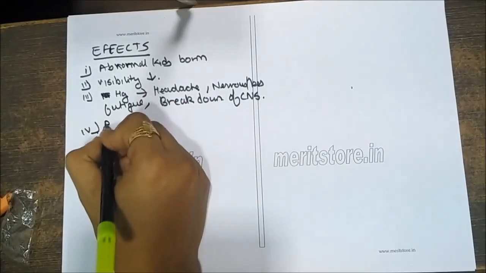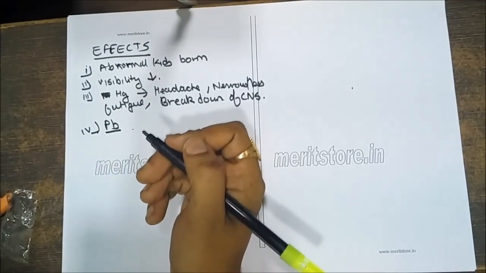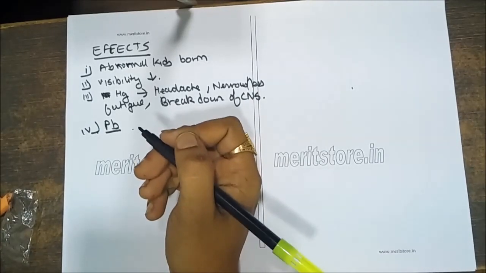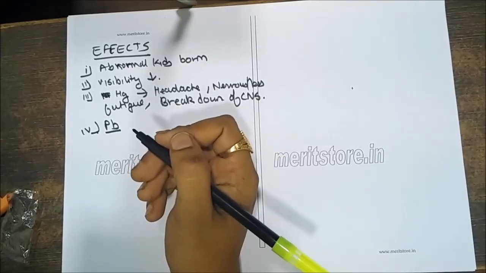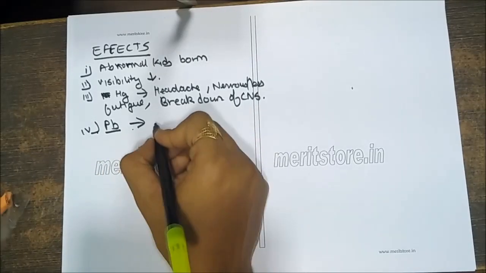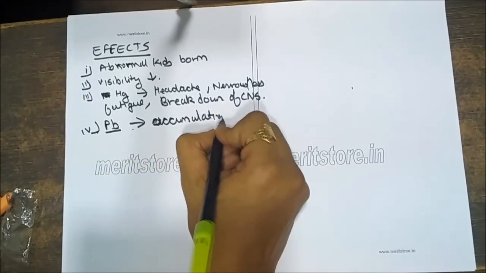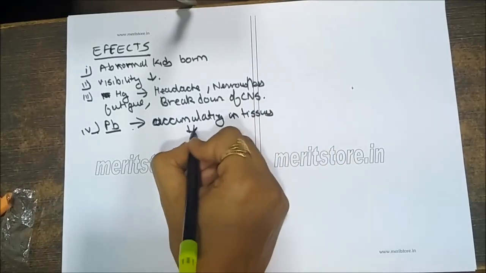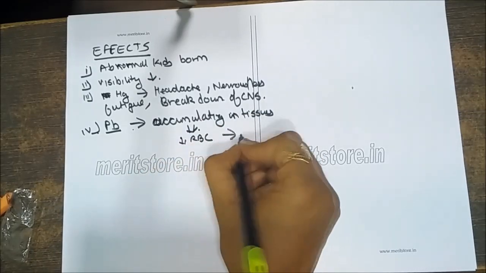Next, the presence of lead. It keeps on accumulating, so it is a cumulative poison. It keeps on accumulating in the tissues of the human body and in leaf tissues of the plants. And this causes malfunctioning of the red blood cells leading to anemia. So what happens is it keeps on accumulating in tissues of plants and animals, which eventually reduces RBC, so it causes anemia.